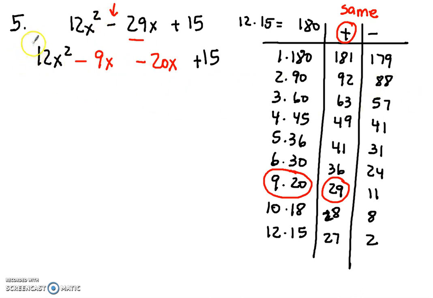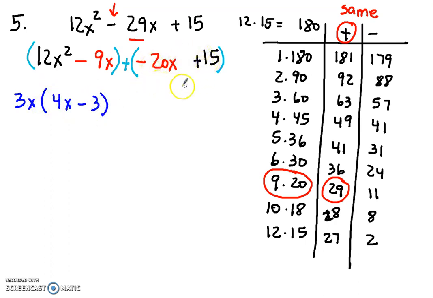Okay, and now I can group. And when I start to group here, I have a negative sign. Make sure that negative sign stays with the 20x. So in other words, it needs to go inside the parentheses, and then I'll put a plus in between. And then I can start factoring. So it looks like I can factor out a 3 and an x in the first set of parentheses, which will leave me 4x minus 3.